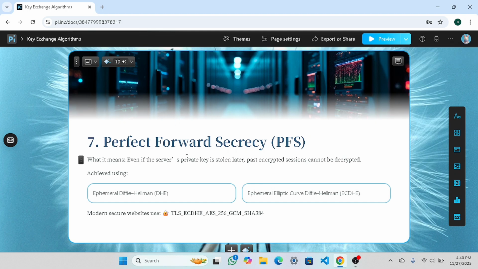Perfect forward secrecy, PFS. What it means: even if the server's private key is stolen later, past encrypted sessions cannot be decrypted. It can be achieved using DHE or ECDHE.